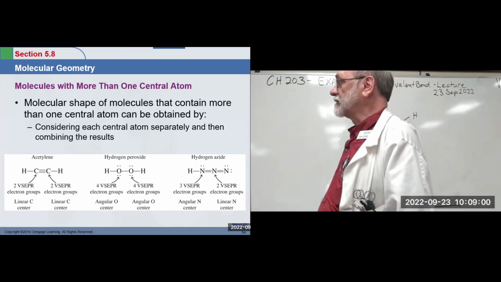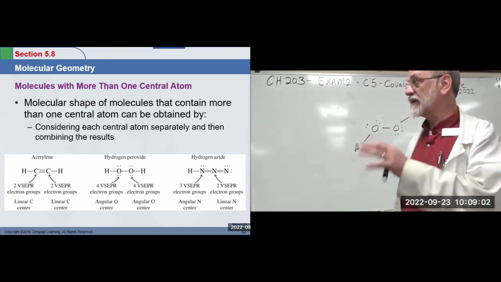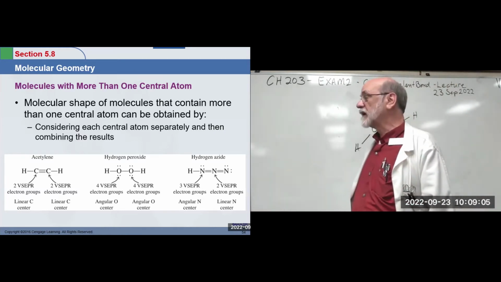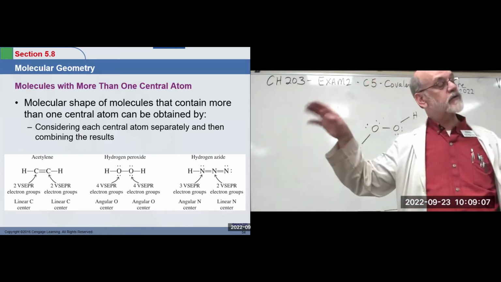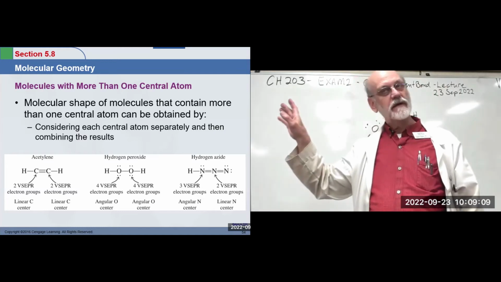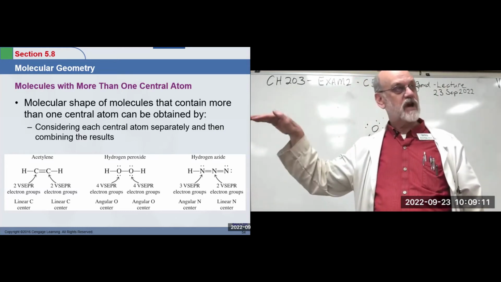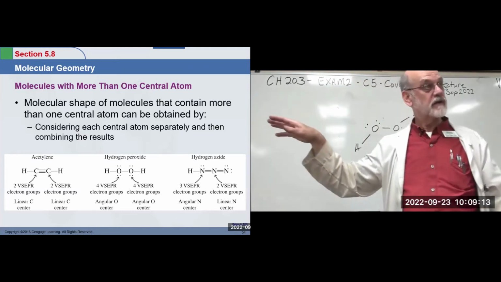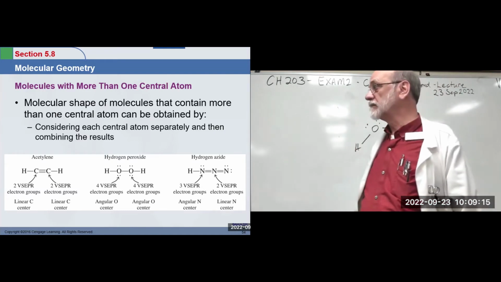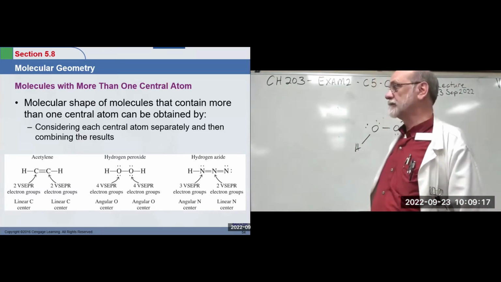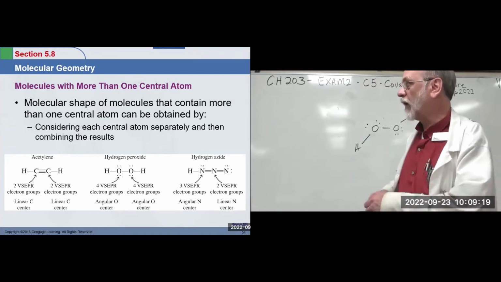Hydrogen azide would be a little bit different, right? The central nitrogen on the right is linear geometry. The central nitrogen on the left is angular. Why?